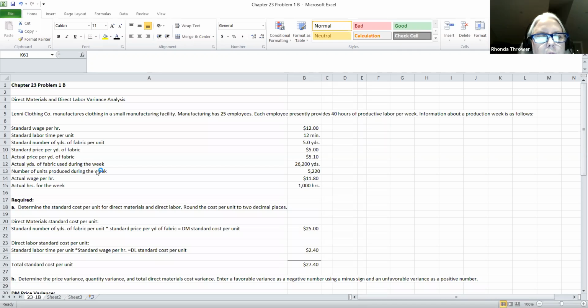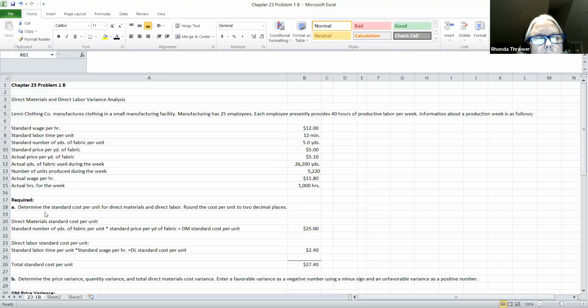Actual yards of fabric that was used during the week was 26,200 yards. The number of units that were produced during the week, this is the actual number of units that were produced, which is 5,220. Actual wage per hour is $11.80, and actual hours for the week are 1,000.